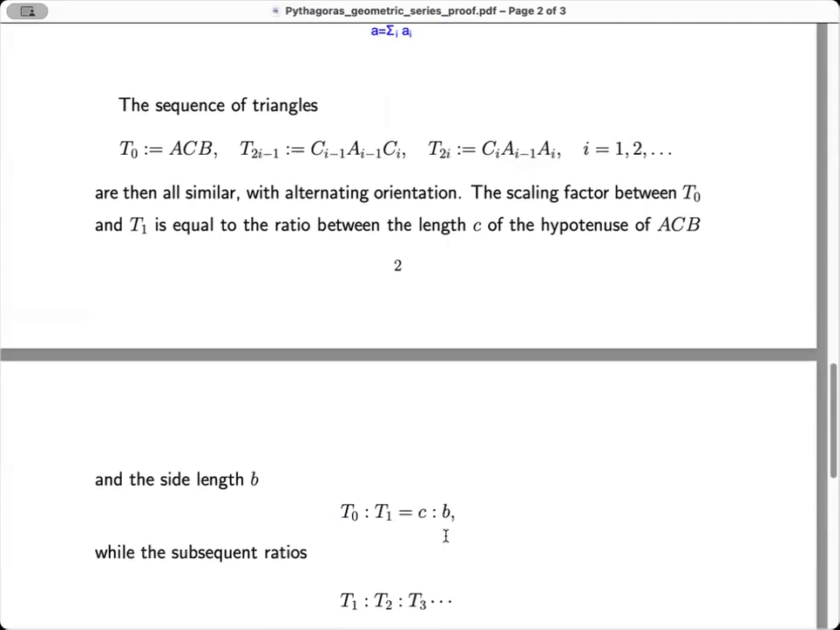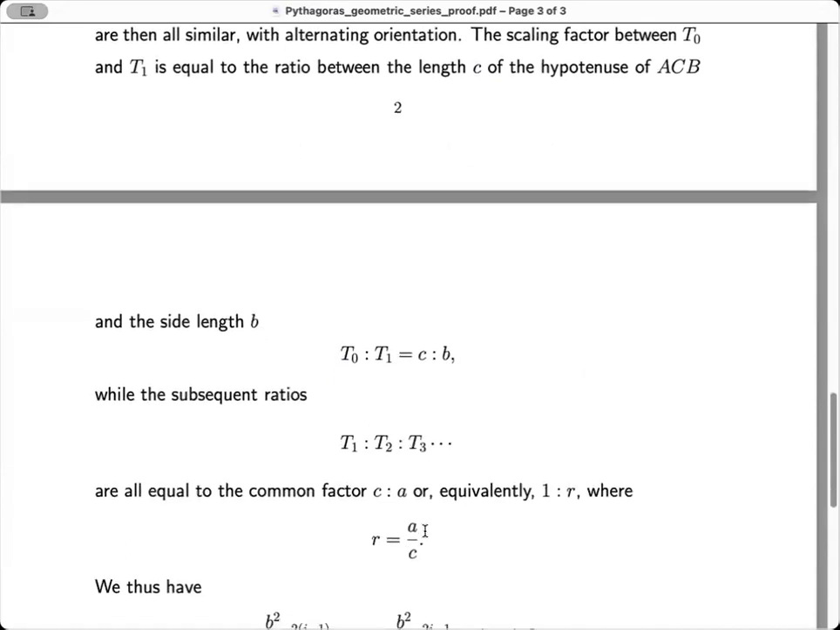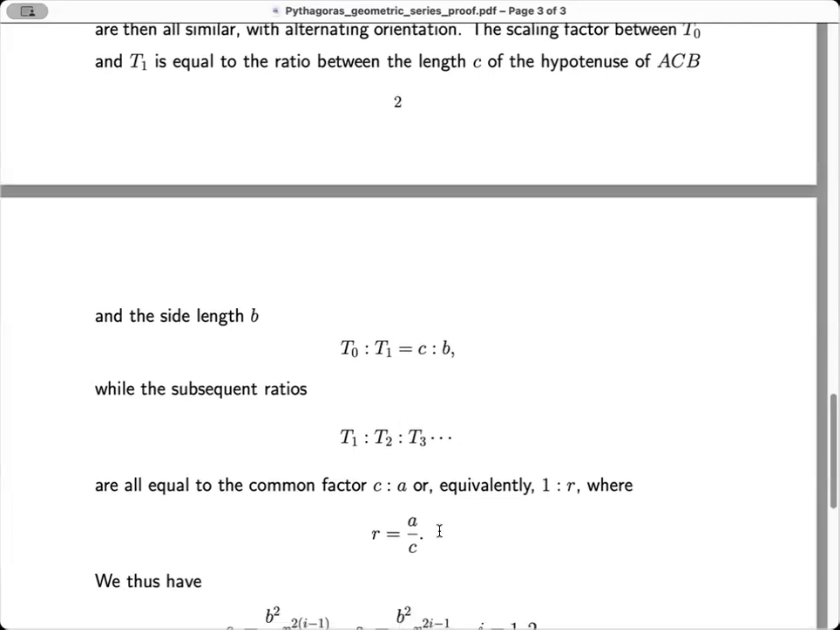So that's c to b, but all of the subsequent ones, between T1, T2, T3, and so on, are of the ratio equal to c over a, so 1 over r, where r is the ratio of a to c. So these have a common ratio, and they're all descending by the same factor r.